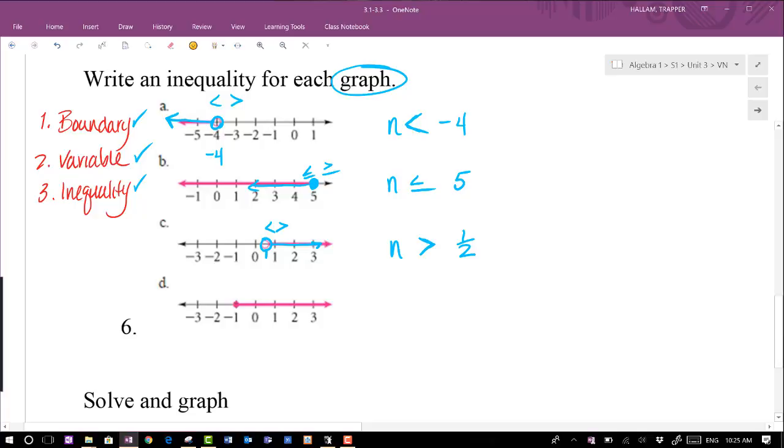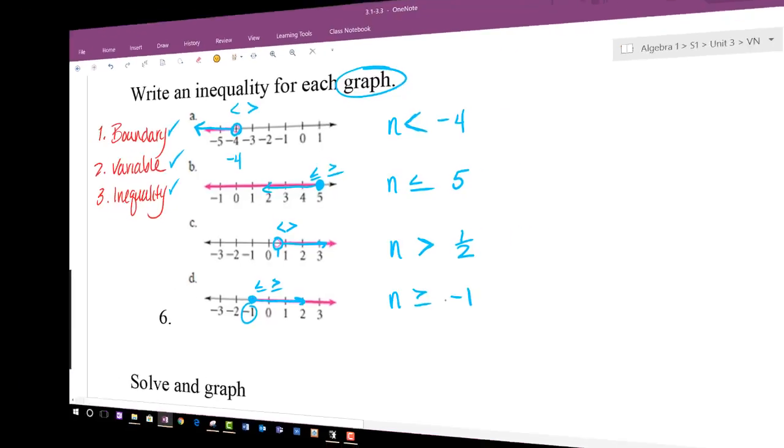Okay, and then the final example. Again, I'm going to identify my boundary, which is -1. I'm going to identify my variable, and it is an included circle, so it will be less than or equal to or greater than or equal to, and my solutions seem to be trending towards the greater than sign. So solutions are greater than or equal to the boundary.